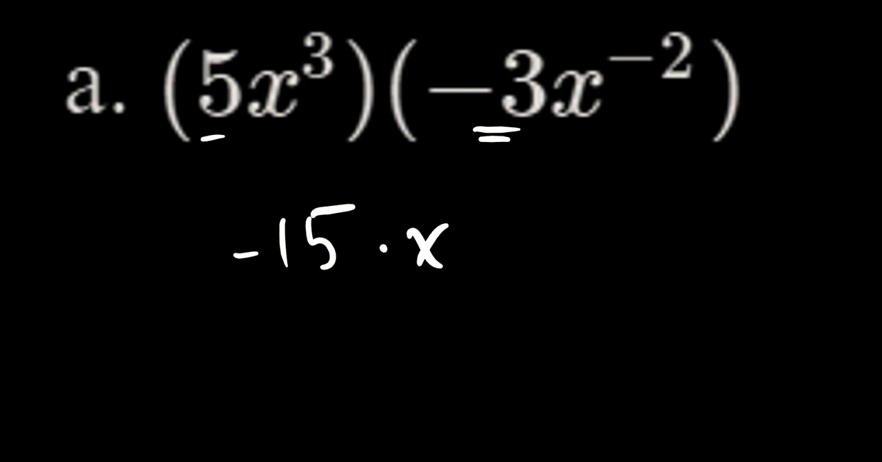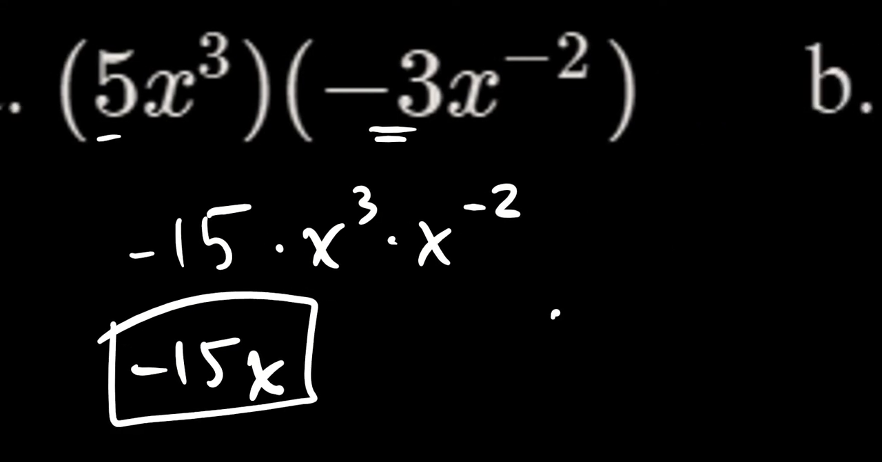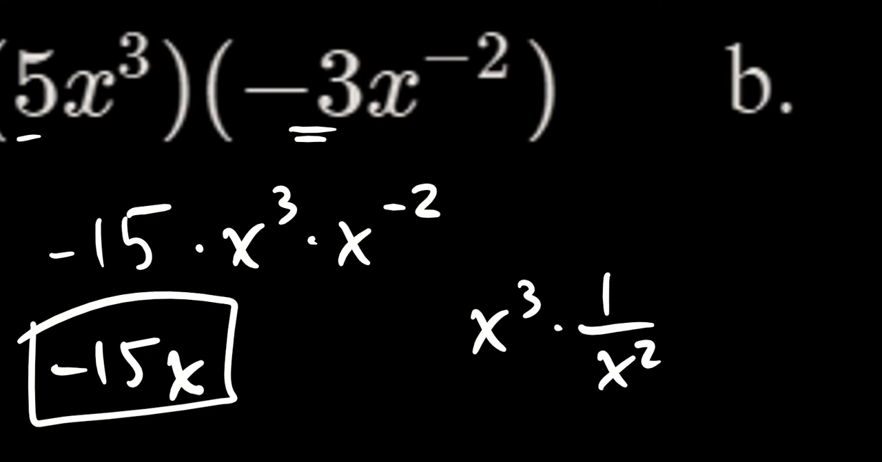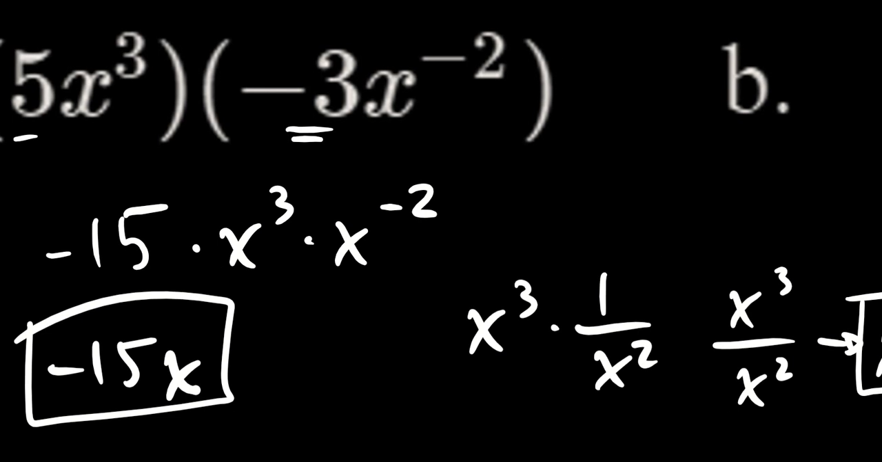And then we've got x to the third and x to the negative second power. When we simplify that, I can use the law of exponents: 3 plus negative 2 is just 1. So this is just negative 15 times x. So that's it, and we're done with it. Or I could take a little bit more scenic route and say, oh, x to the third times 1 over x squared. So I can rewrite that as x to the third over x squared, which is still x, but you can see I end up in the exact same spot. So the answer is negative 15x.